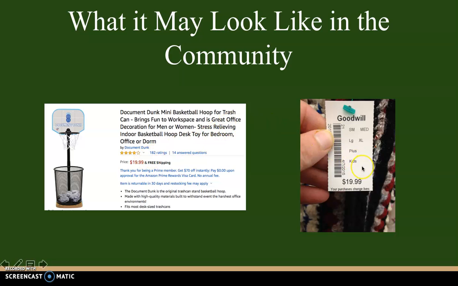Again, same thing over here. It looks like we have a sweater from Goodwill that costs $19.99, and this is a price tag. And since it's $19.99, with this tax that we just talked about, this price is going to go up to $20.